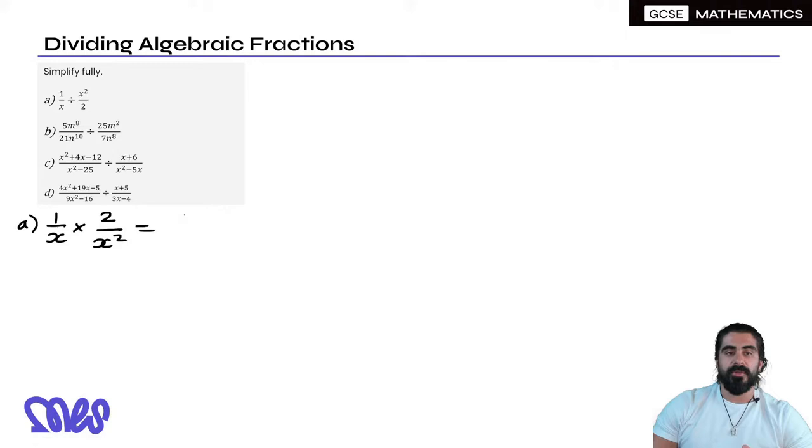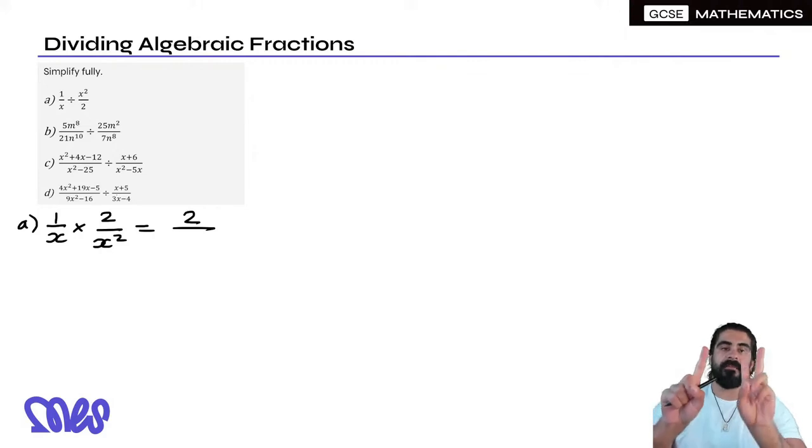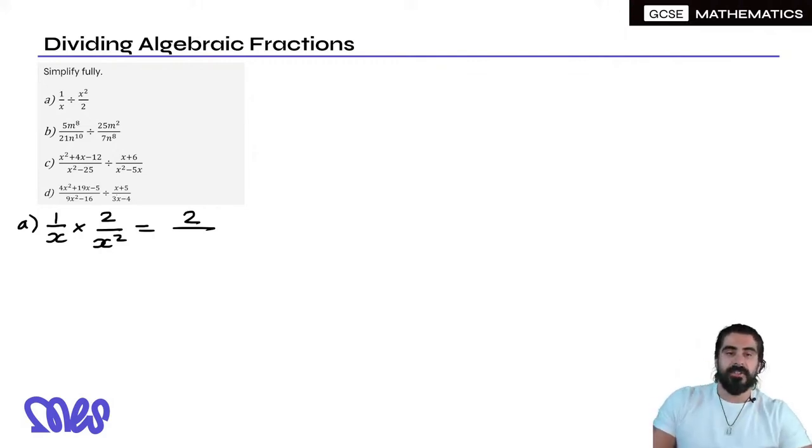So we have 1 times 2, which is just 2, x times x squared. So we're merging them. So we have 1x, and then we have x squared. So together, x cubed. So x times x squared is x cubed, and that's your solution.